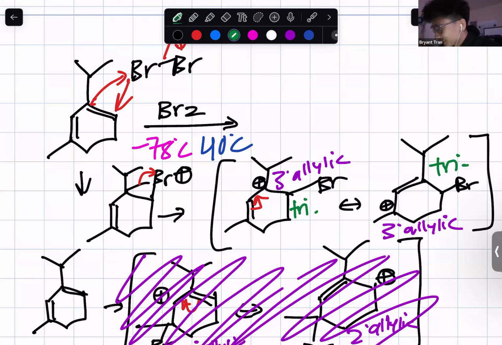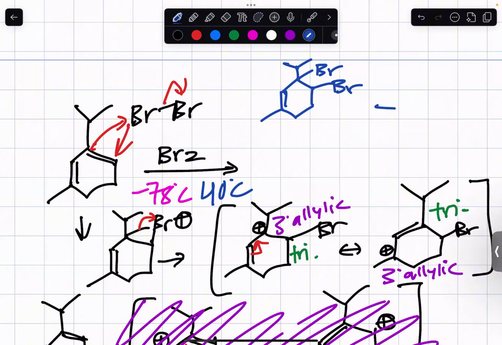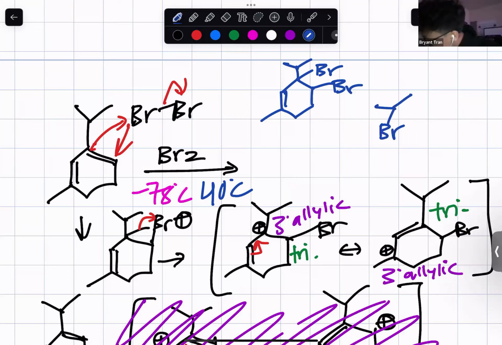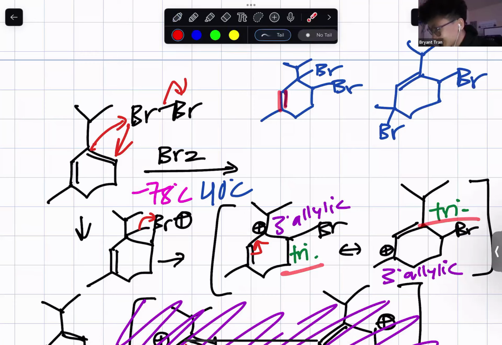Now, if we're looking for the thermodynamic product, that means we're looking for the more stable alkene. They're both tri-substituted. So for the thermodynamic product, we get two products here. This one, and this one. The more stable alkene. They're both equally stable, so we get two products because there's no more stable alkene.